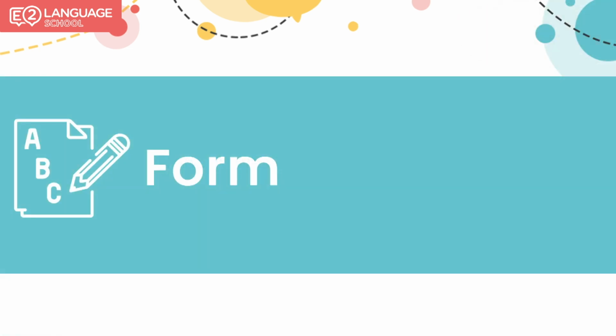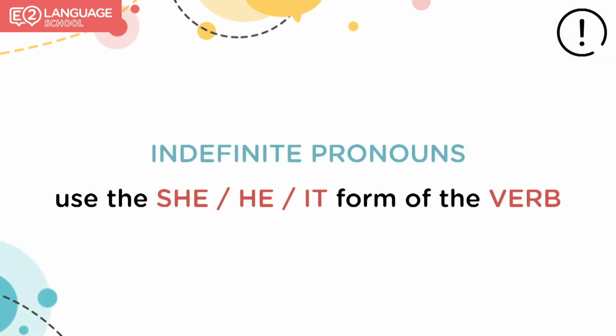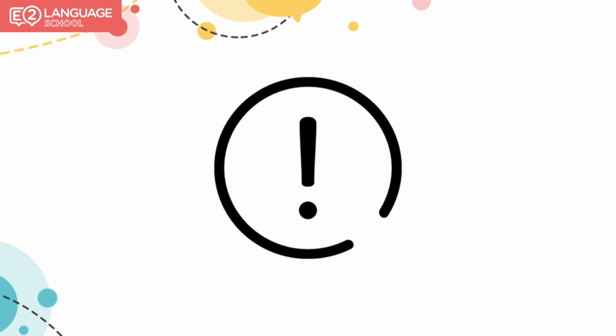Okay, moving on. This is the third part of our lesson, and we're going to look at the form. Indefinite pronouns use the she, he, it form of the verb. And this is an important thing to remember. So now I'm going to show you some examples of correct sentences and incorrect sentences.